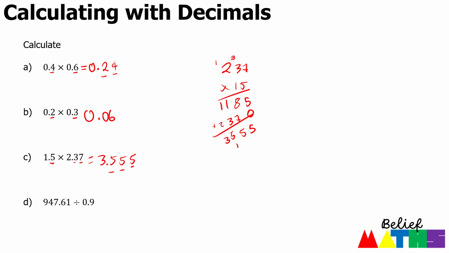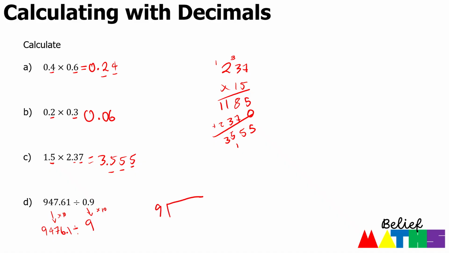And the final one is division. Now when we divide by decimals, the problem is when the number we're dividing by, the divisor, is a decimal number. So we're going to make this into an integer. So we're going to times that by 10 to get 9. And obviously we need to do the same thing with the other numbers. So we get 9,476.1. We've just multiplied both of those numbers by 10 so that we now have no decimal number in our second value. And then we can just use our bus stop.